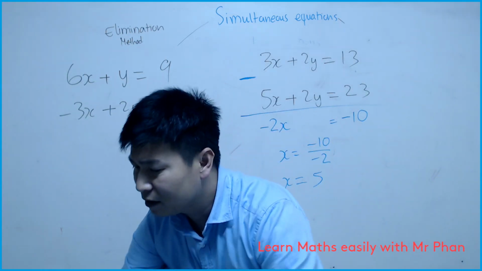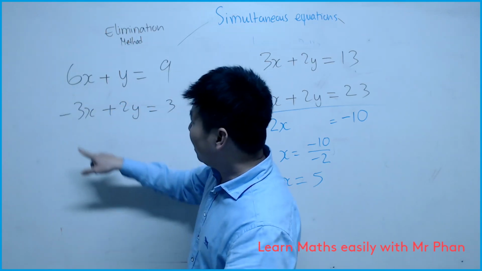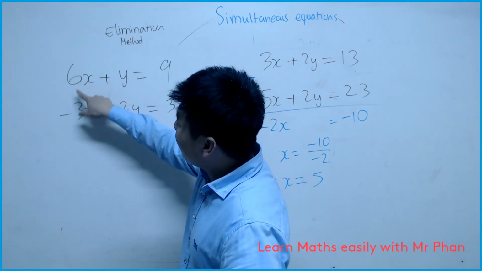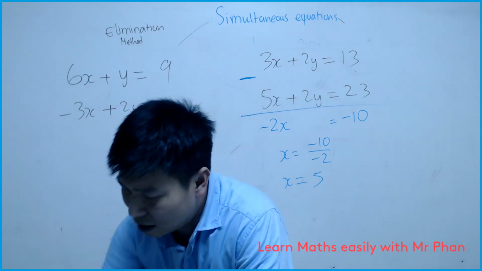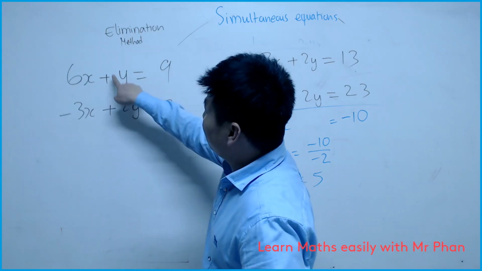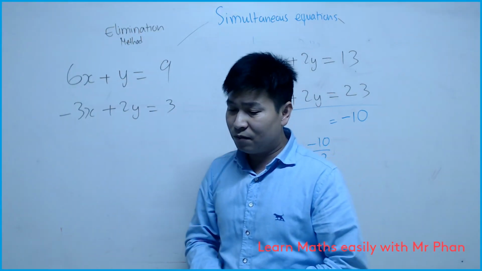Look at this one here. The coefficient for x in the first one is 6, and in the second I have negative 3. I can't eliminate because they're not the same, so I can't just add or subtract here. It's also the same for the y: I got 1 here and 2 here. They're not the same. So if they're not the same, you have to make them the same.